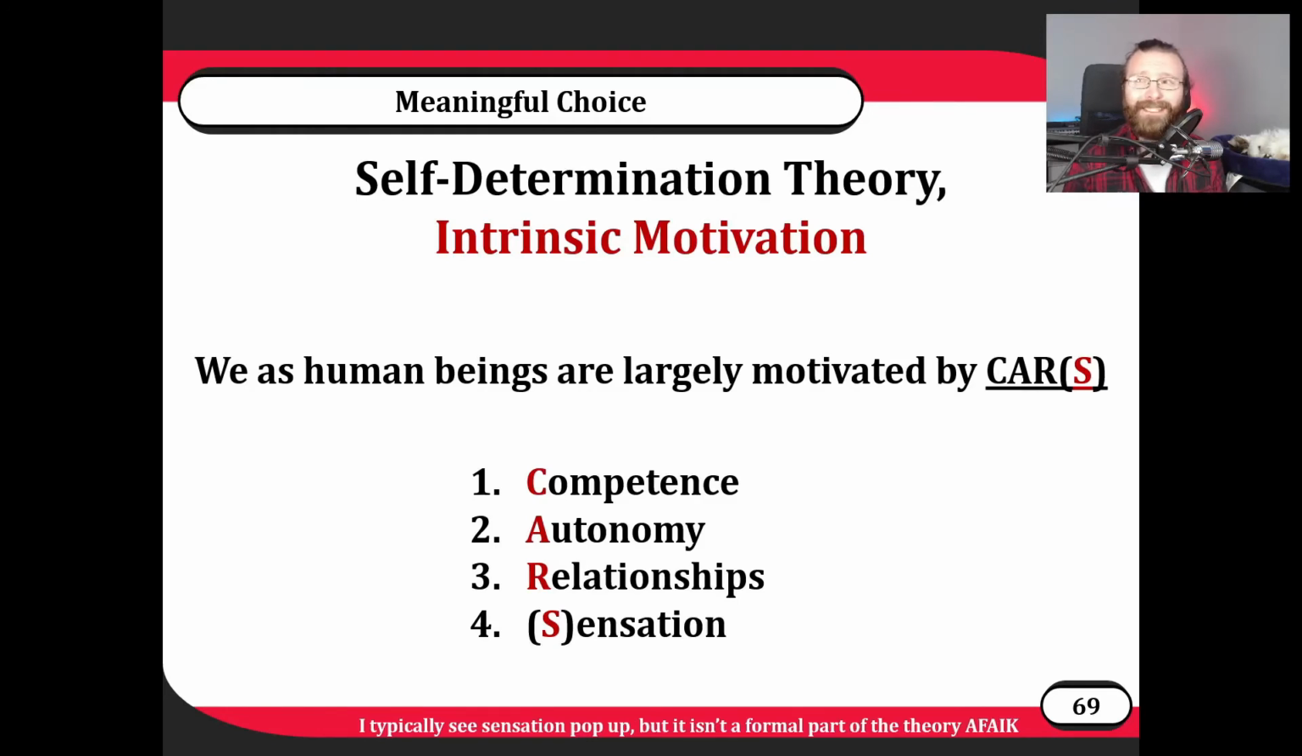And it turns out it's not really based on reward structures. So we can see this as CAR, with the kind of addition S that I've seen in some other places. We won't talk much about that one, but I'll briefly mention it. Now, the three major pillars of intrinsic motivation are competence, autonomy, and relationships. We'll dig into each of those in just a moment. But especially when we're talking about games, I tend to see this fourth one pop up, which is sensation. So intrinsic motivation theory is all about the things that make us want to do stuff for the sake of doing them.